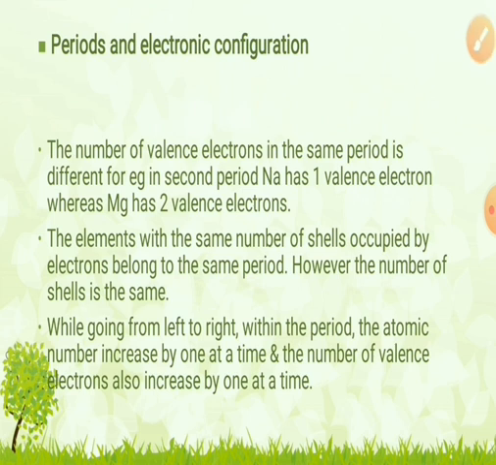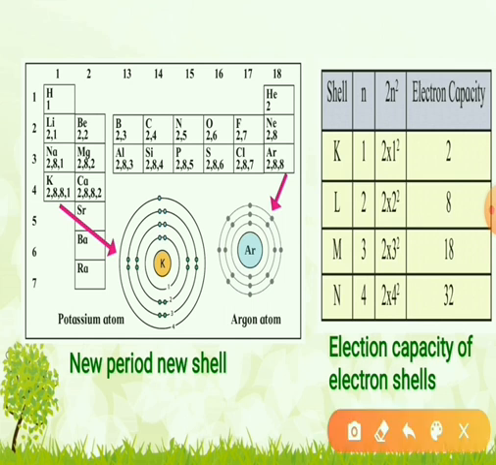The elements with the same number of shells occupied by electrons belong to the same period. Hence, the number of shells is the same. Here you can see, if you take the third period, they have 3 shells. The number of shells remains the same.